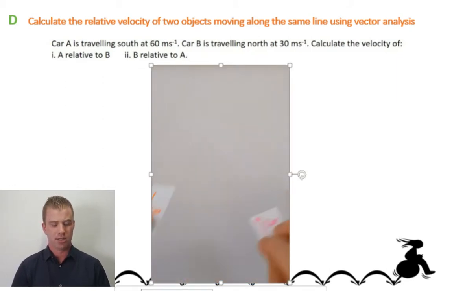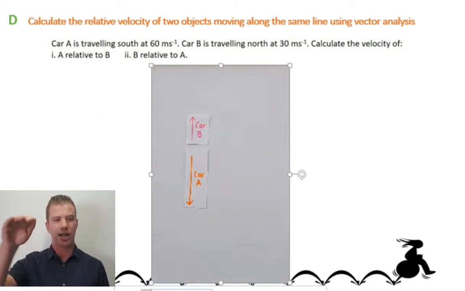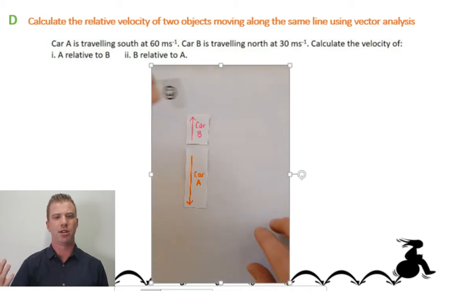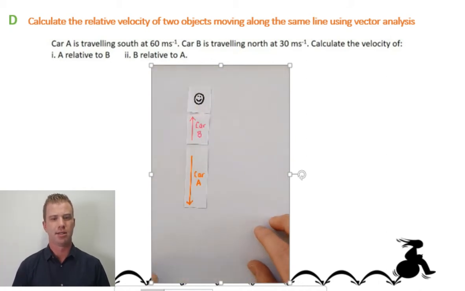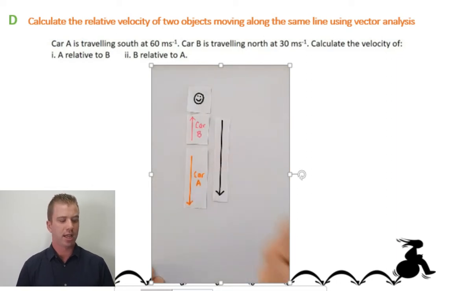The best way to do this is to draw a vector diagram. So you've got car A traveling south at 60 meters per second, and car B traveling north at 30 meters per second. Okay, so you should see there is a difference there of 90 meters per second. But what about the directions? So car A relative to B is 90 meters per second south.